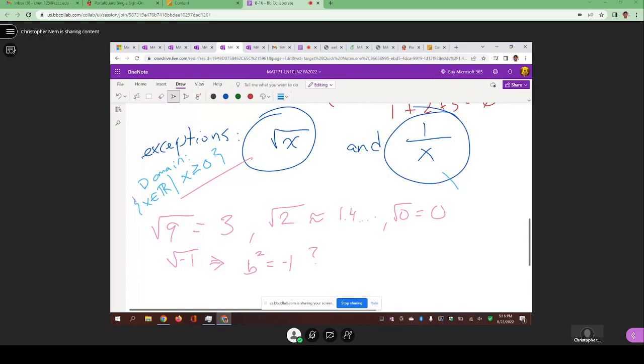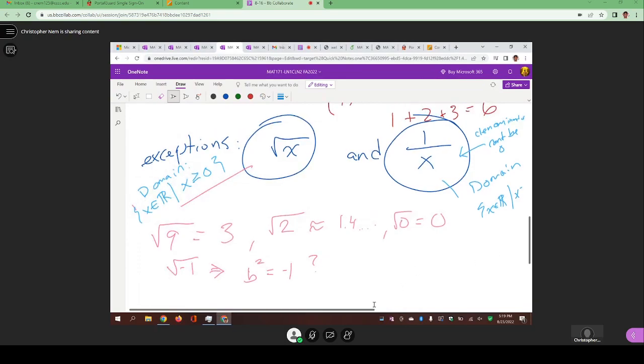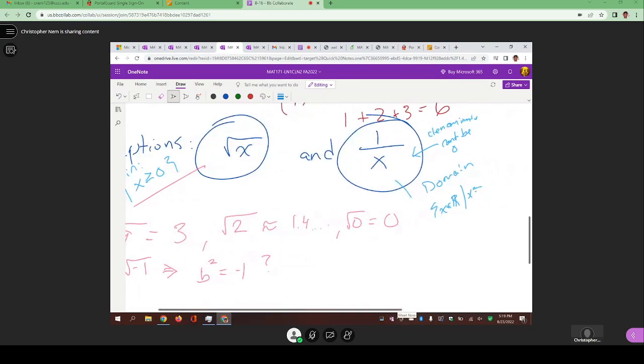Now, domain for 1 over x. Well, you've heard the statement before. You can't divide by 0. You can plug any number in for x, even a negative number. 1 divided by negative 2 is just negative 1/2. However, you cannot divide by 0. So as long as your denominator cannot be 0, the domain of this is going to be all x that are real numbers such that x does not equal 0. I'll write this real quick.